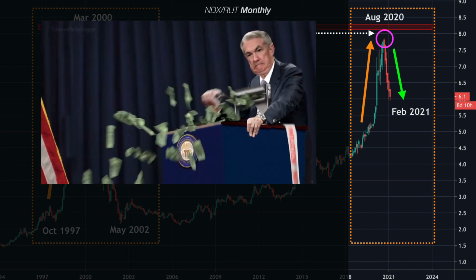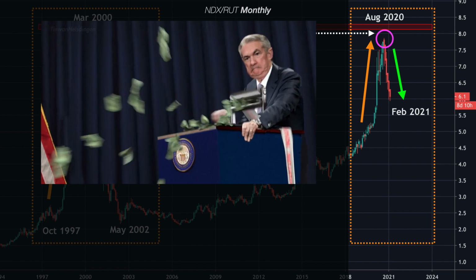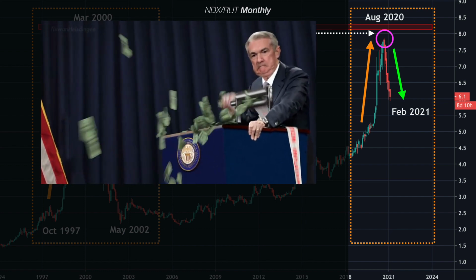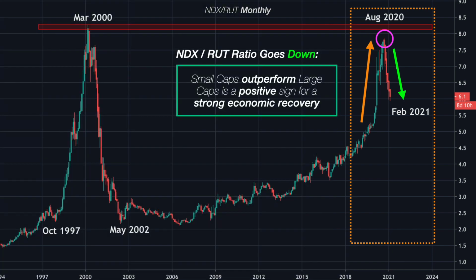That indicates the concentration over the large cap tech companies is actually fading away. The capital has been rotating from the large cap tech companies to the small caps again over the past 6 months. This is a pretty good sign of a strong economic recovery expectation from the market, which is exactly what we want to see in the new bull market.